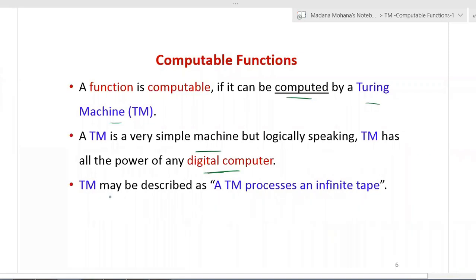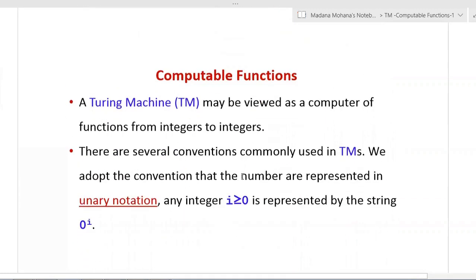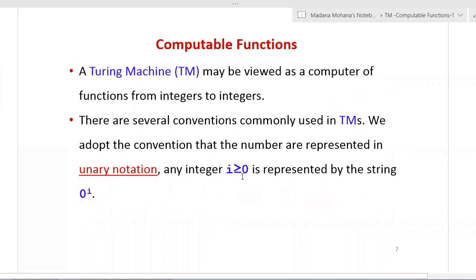A Turing machine may be described as a machine that processes an infinite tape. Then a Turing machine may be viewed as a computer of functions from integers to integers, that is, a function using only integer values.